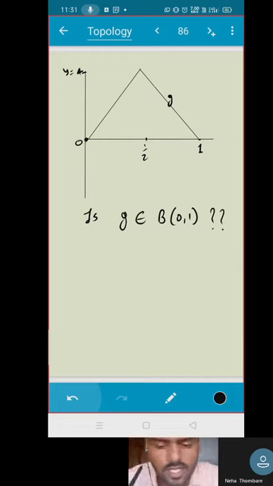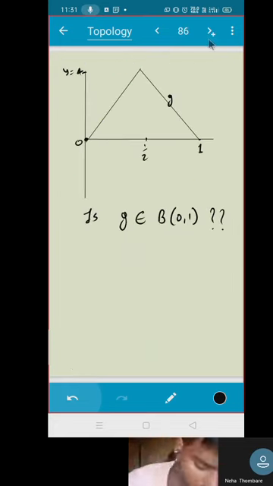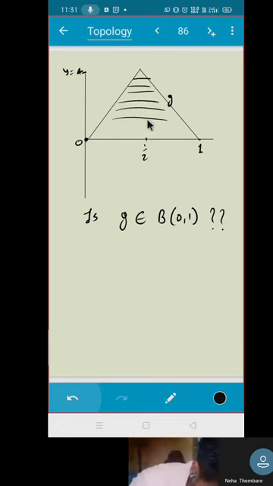It is continuous, it is integrable, but whether it lies in B01, the norm I am defining is norm 1. Norm 1 is integration. That means what you are supposed to see is the area under the curve. Exactly. Area under which curve? Not G. You have to see mod G. But here mod G is the same as G, because everybody is in the first quadrant only. So I don't care, mod G and G are the same here. So I just have to see this area.